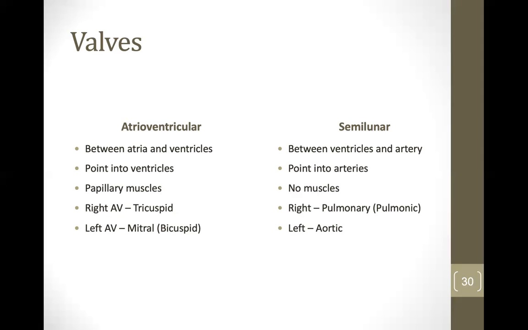But the one that's on the right is the one that's heading towards the pulmonary circulation. So it's our pulmonary semilunar valve, also known as the pulmonic semilunar valve. And on the left side, it's heading towards the aorta. So it's our aortic semilunar valve.